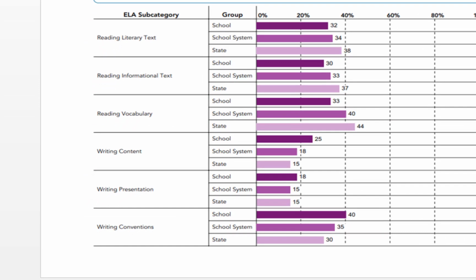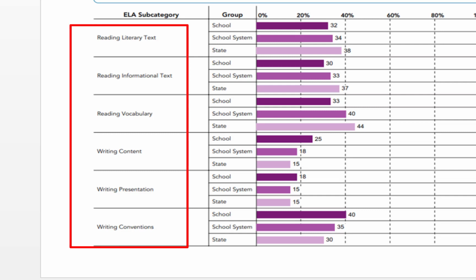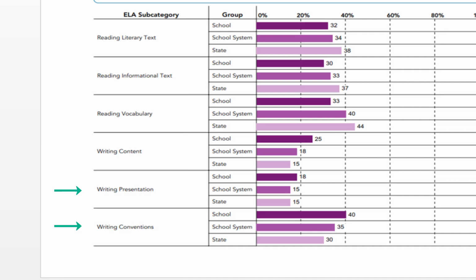Okay? Now, I want you to notice the summary report. Again, you have your reporting categories: reading literary text, reading informational text, reading vocabulary, writing content, writing presentation, and writing conventions. I want you to notice, you see where it says group? It breaks it down into the school, the school system, and the state. So if you look at reading literary text, the school, on average, scored 32% correct.